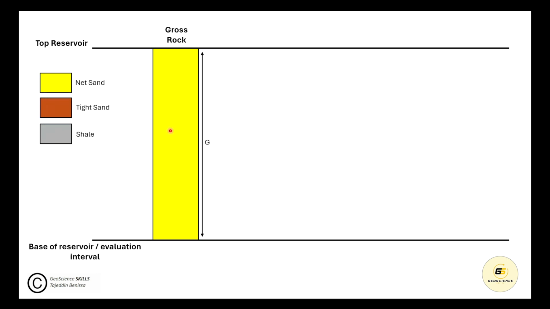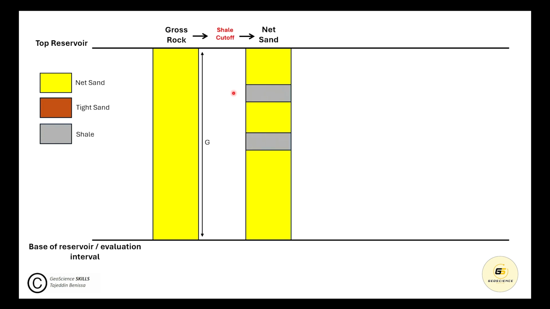Let's suppose that we have a clastic reservoir interval, and this is the gross thickness that geologists intend to evaluate from top to the bottom. When lithology or shale cutoff is applied, it will produce intervals of net sand or clean sand, or let's say sand intervals free of fine materials such as shale.